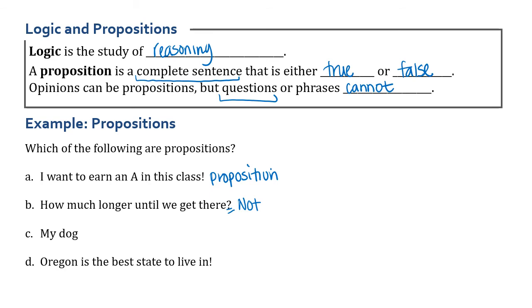My dog. This is also not a proposition because this is a phrase. It's not a full sentence. Oregon is the best state to live in. This is a proposition. It can be either true or false. It is an opinion, but it can be proven as either true or false to each individual person.